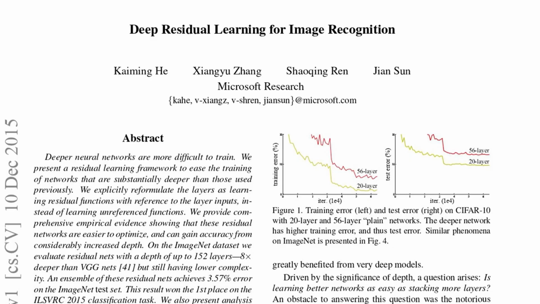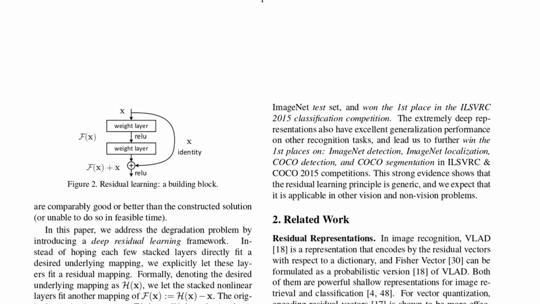It was developed by Kaiming He and his team. ResNet addressed the issue with the introduction of skip connections, or residual connections. These connections allowed the network to bypass one or more layers by adding the input directly to the output of a deeper layer, effectively creating a shortcut.